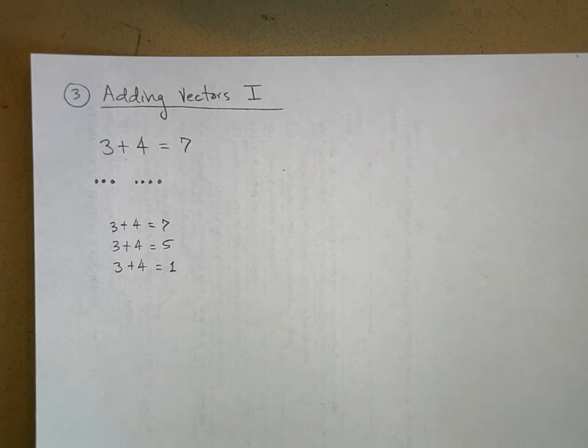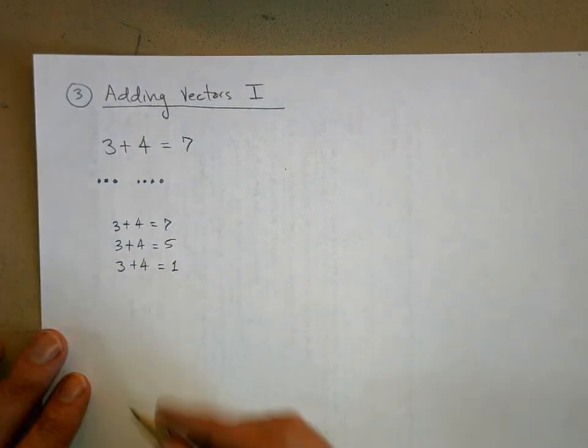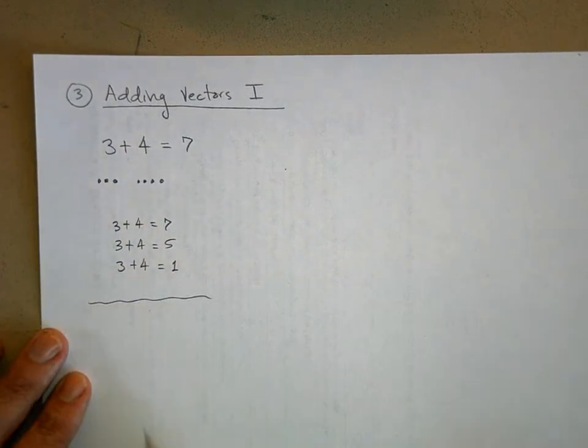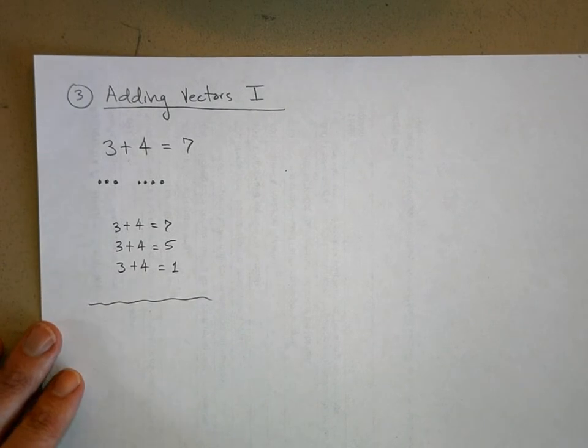And so that is a different procedure. When you're adding vectors, it's a slightly different procedure than when you're adding quantities together that are not vectors, that are in fact what we call scalars. So let's take a look at when 3 plus 4 equals 7 when it's a vector.